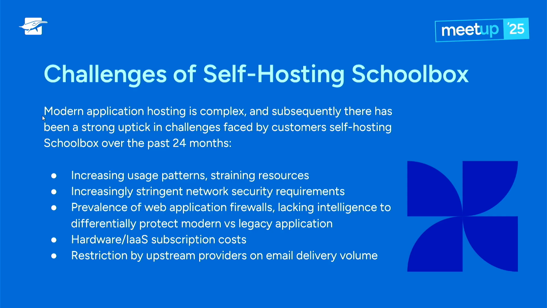We're seeing increasingly stringent network security requirements, so things like NIST and Essential 8, as well as a prevalence of web application firewalls, which are fantastic tools for protecting legacy applications, but sometimes lack the intelligence to differentially protect modern applications, which have a lot of those protections built in and end up causing some conflicting issues. We're also seeing schools being challenged with hardware or AWS or Azure subscription costs, and of course restrictions by upstream providers on email delivery volume. That's been particularly prevalent amongst customers in the Microsoft space, where they're reducing the volume of email you can quickly deliver through Exchange compared to what it used to be.